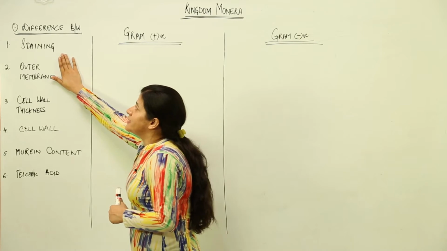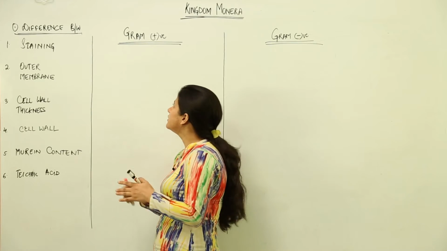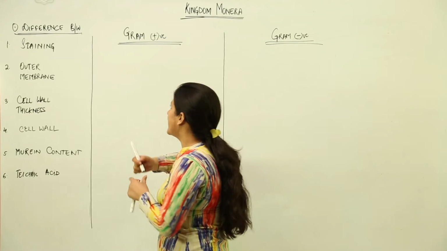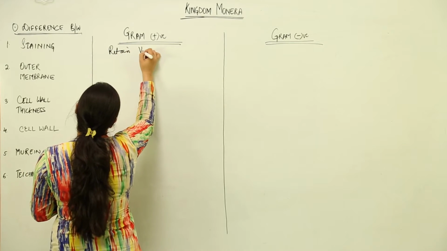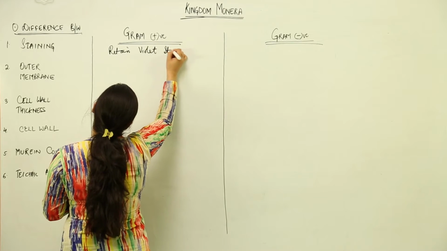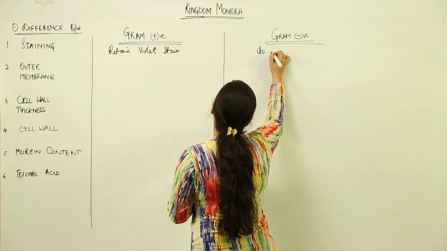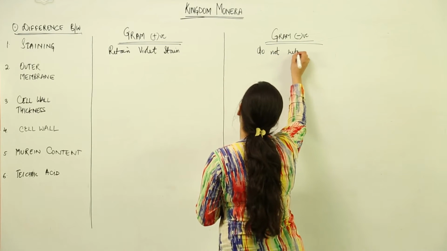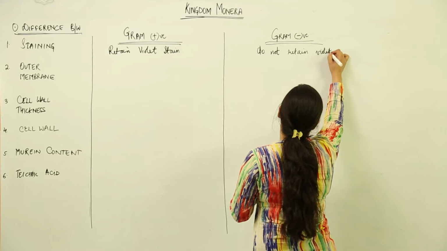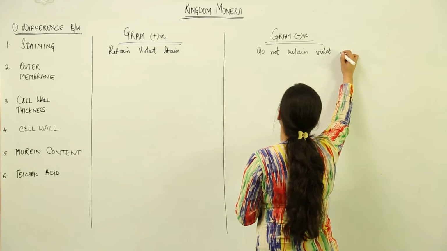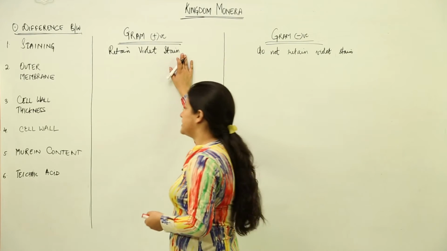First of all, it is the staining. We did talk about this, it is just repetition of the previous one. The gram positive bacteria retain violet stain, and the gram negative do not retain violet stain. Why? Because the violet stain does not get retained in the peptidoglycan layer. They become pinkish, these become pink, they retain violet.